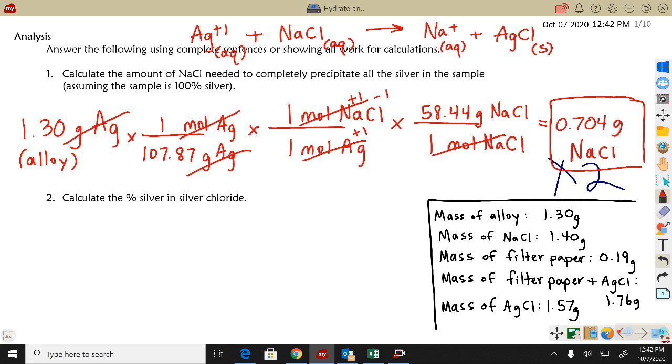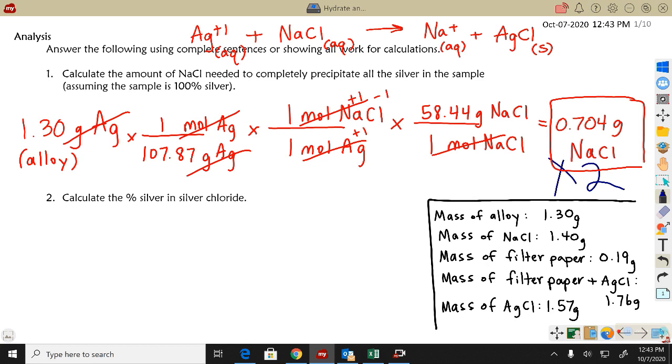We had the little tiny filter paper. Then we took the mass of the filter paper and silver chloride precipitate now that it's dry. And then all you have to do is subtract off the filter paper to get 1.57 grams of silver chloride. All right, so then let's see what else we got to do here. No matter what, even if we were in class, everybody would have the same answer for number 2. Calculate the percent silver in silver chloride.